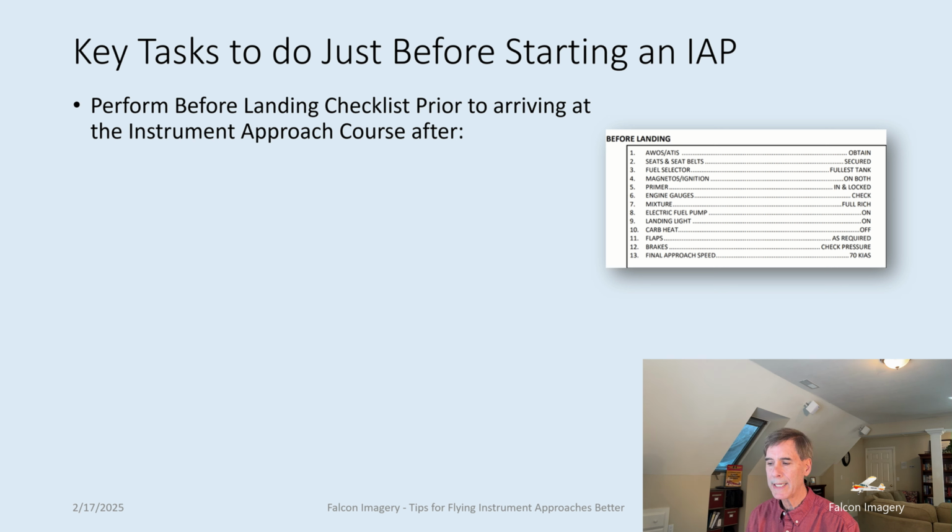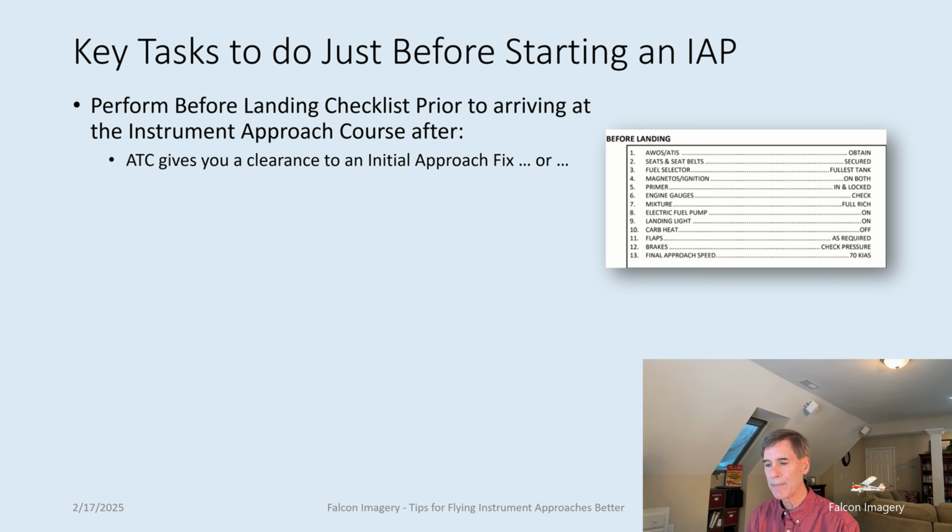Perform the before landing checklist prior to arriving at the instrument approach course after either ATC gives you a clearance to the initial approach fix or ATC gives you vectors to intercept the inbound course. So as soon as you get that ATC clearance or vectors toward the approach, go ahead and do your before landing checklist. This way, if you get too busy while you're actually flying the approach in, you don't inadvertently forget to do the before landing checklist and find yourself landing with the gear up.